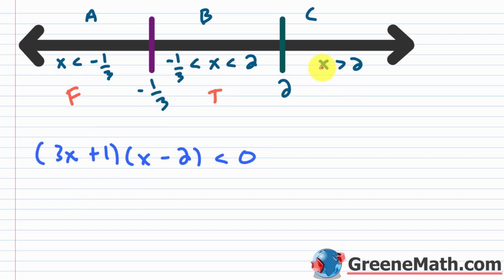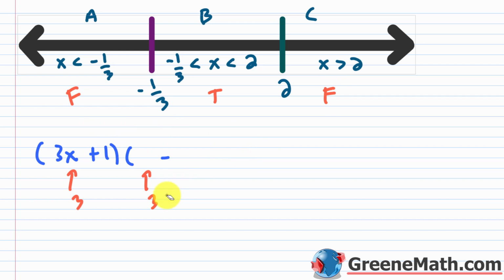And then for the last one, we have x is greater than 2. So you could pick something like 3. So you'd plug in a 3 there and a 3 there. 3 minus 2 would give you +1, so let's put a plus sign here. And then 3 times 3 would give you 9, and 9 plus 1 would give you 10, so let's put a plus sign there. Positive times positive is positive. So a positive will never be less than 0. So this one would be false here.